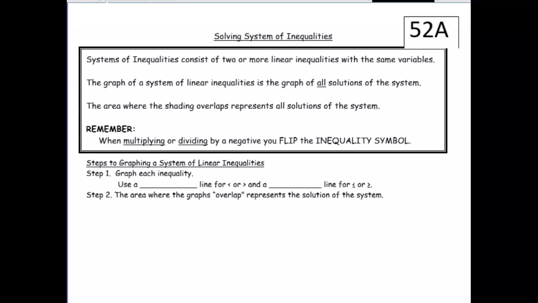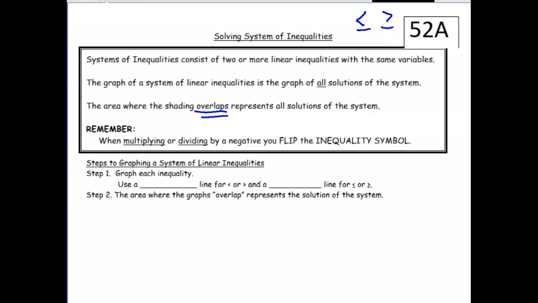So the last unit we did, we solved systems of equations. Now we're going to have inequalities. If you remember, inequalities are less than, greater than, less than or equal to, or greater than or equal to. A system of inequalities consists of two or more linear inequalities with the same variables. We're just going to be using two different linear inequalities. The graph of the system of linear inequalities is the graph of all solutions of the system. So we're going to be looking for shading areas, and the area where the shading overlaps for the two linear inequalities will represent all of the solutions of the system.